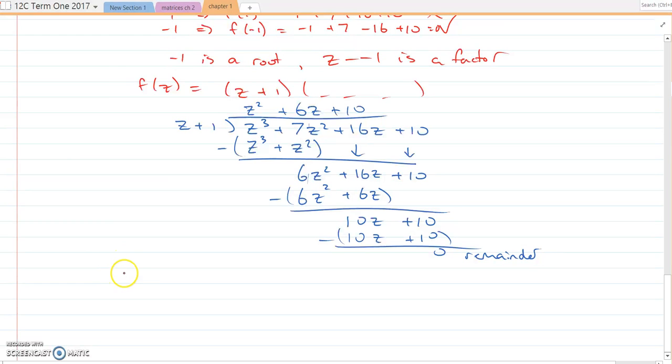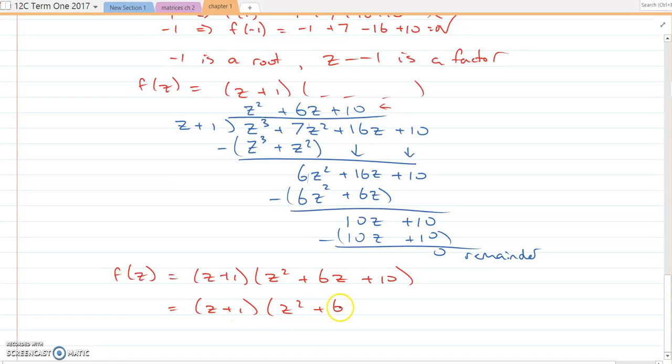So this is cool. We know that f of z equals z plus 1 times, this is my answer when I divide, z squared plus 6z plus 10. The rest of the steps are the same as the last time. We're going to complete the square. Z squared plus 6z plus 10, and I put a number here and the same number here with a minus. That is half of 6, which is 3. I square it, I get 9. Then I have to minus that same number.